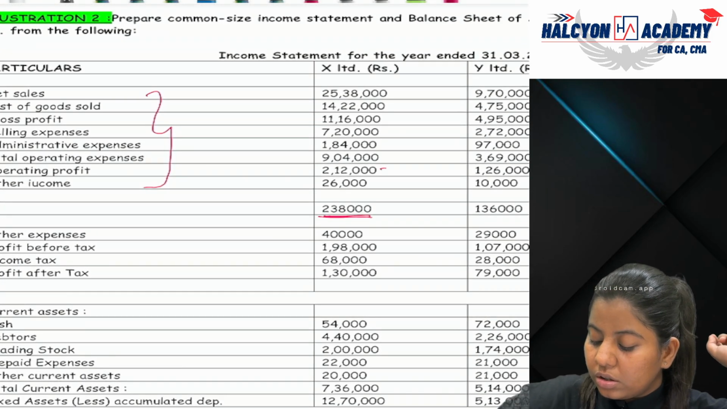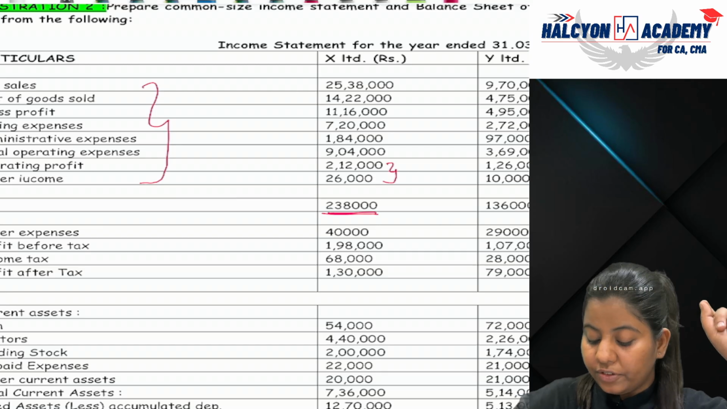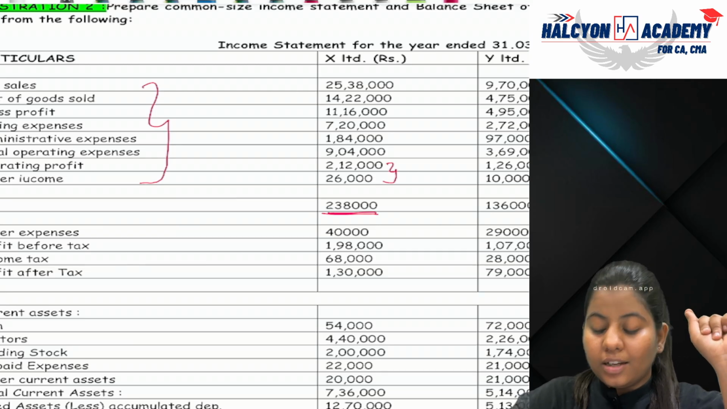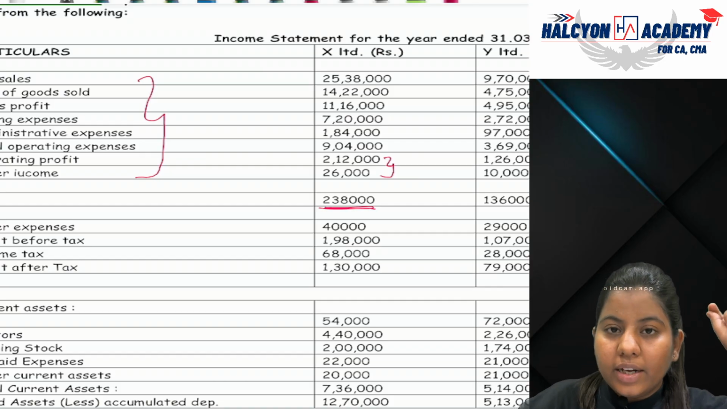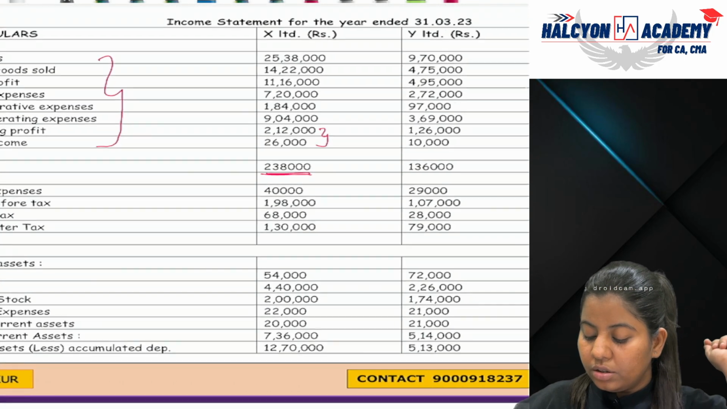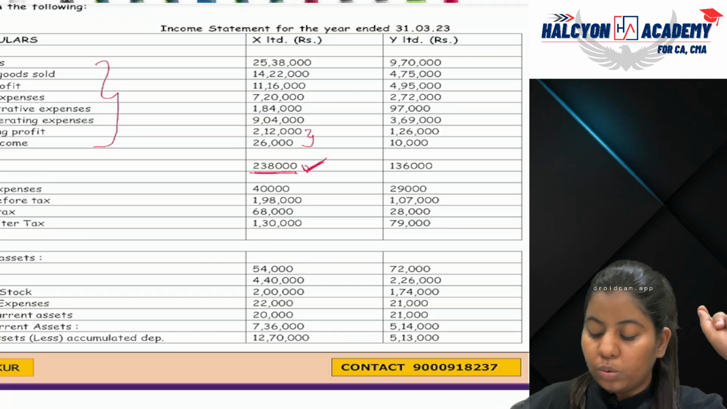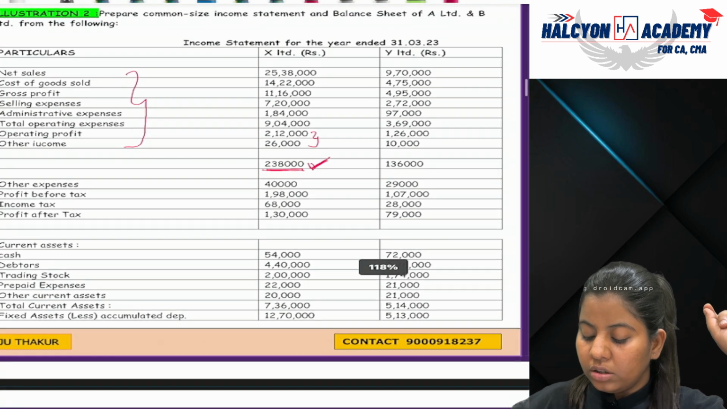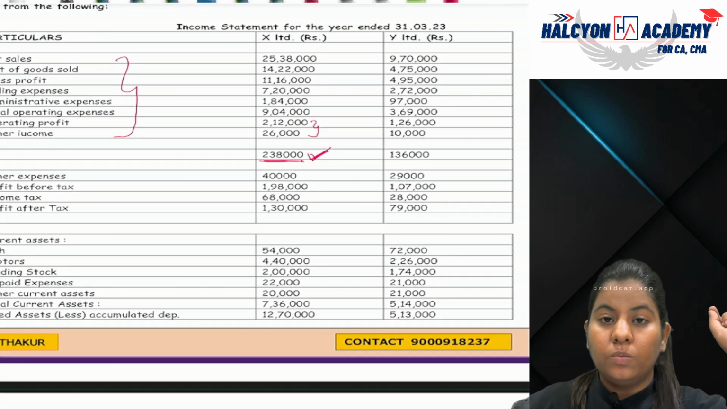So 2,12,000, that is our operating profit, plus other income will be 2,38,000. So we can find out the percentage of this net amount also. If you want, please find out the percentage of this amount also.